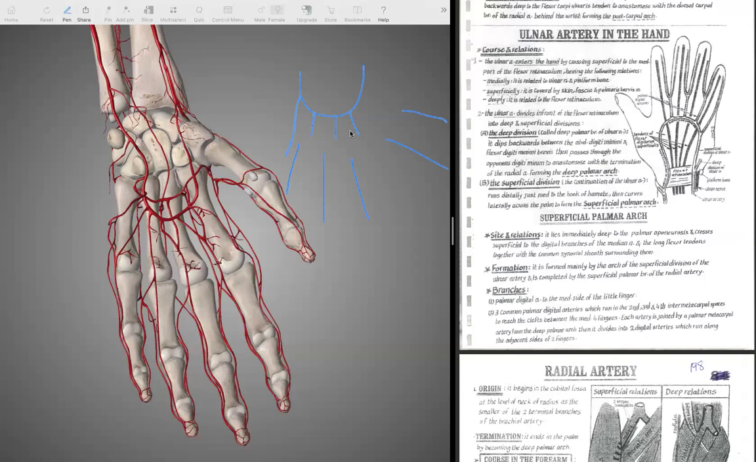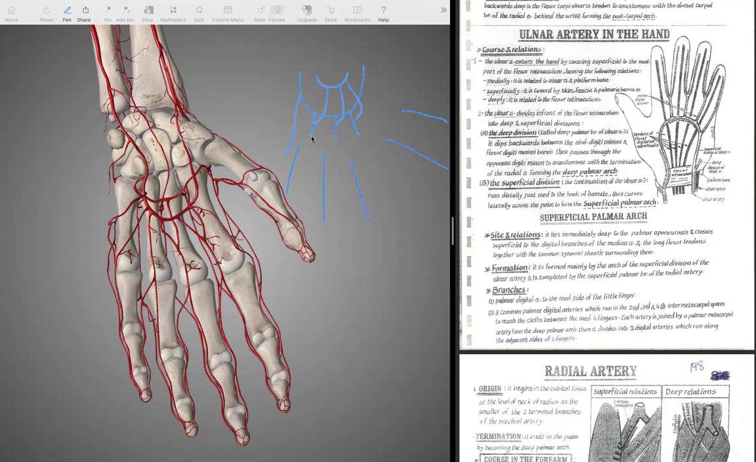Okay? Now, in this note, it tells us, I'm going to draw the deep arch now, which we'll study in a bit. There's here called palmar metacarpal arteries. Coming out of here, they join the common. Coming out of here, they join the common. Come out of here, and they join the common. Okay? These are palmar metacarpal arteries. These are common palmar digital arteries. This one, palmar digital artery.